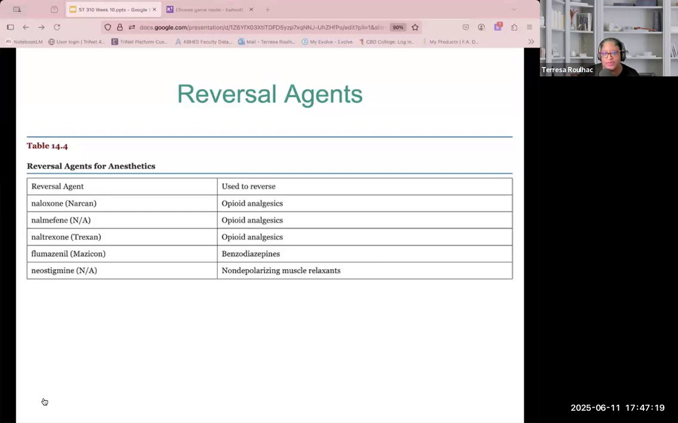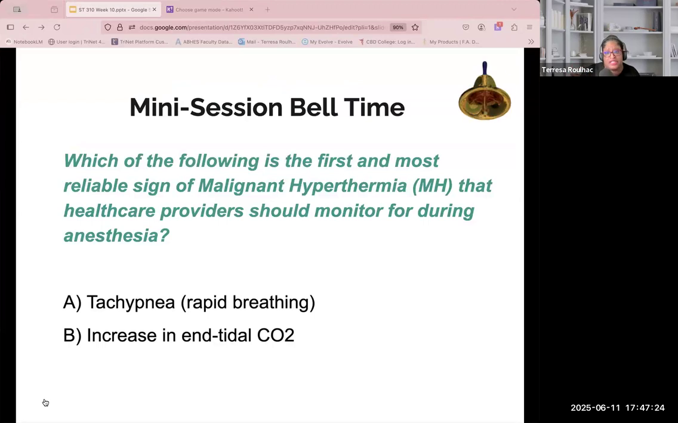Not a long chapter. Why do I say that? We're about to do another mini session bell. Here we go. Which of the following is the first and most reliable sign of malignant hyperthermia, MH, that healthcare providers should monitor for during anesthesia?